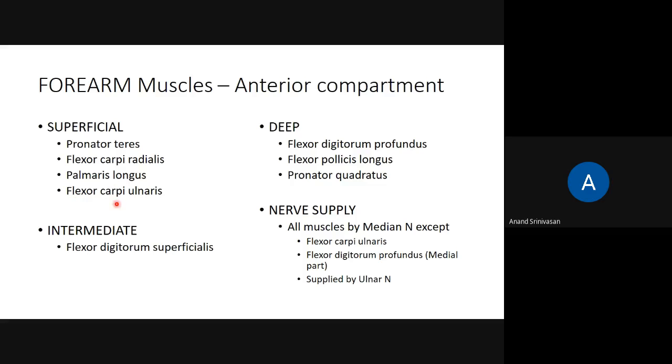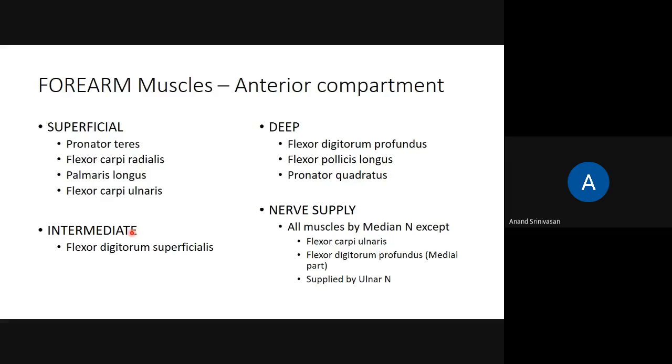The next one is flexor carpi ulnaris. Here you have seen flexor carpi radialis, which is present along the radial side. There is another flexor which flexes the wrist along the ulnar side, and that is the flexor carpi ulnaris. So these are the four superficial muscles: pronator teres, flexor carpi radialis, palmaris longus, and flexor carpi ulnaris. The four superficial muscles.